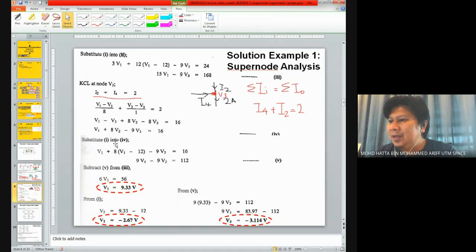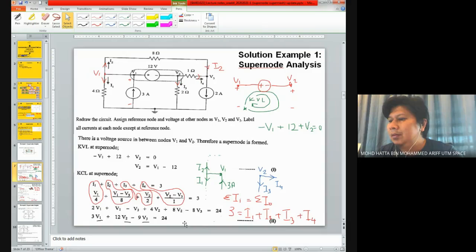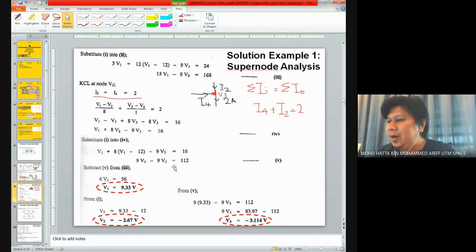However, you can simplify it towards 2 unknown variables by substituting equation number 1 earlier that we found from KVL around the supernodes. So here, we try to reduce the number of unknown variables. We have V1 and V3, and equation number 5 can be solved by comparing with equation number 3, because both equations have two unknown variables, which is the same, V1 and V3.